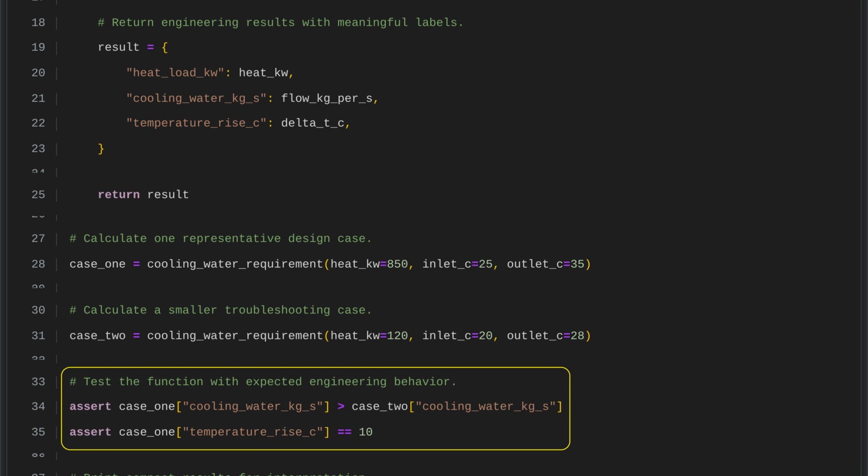The tests check that the function gives reasonable engineering results. They confirm that the higher heat load requires a greater cooling water flow rate, and that the first case produces a temperature rise of exactly 10 degrees Celsius. Together, these checks help validate the function's accuracy and reliability.